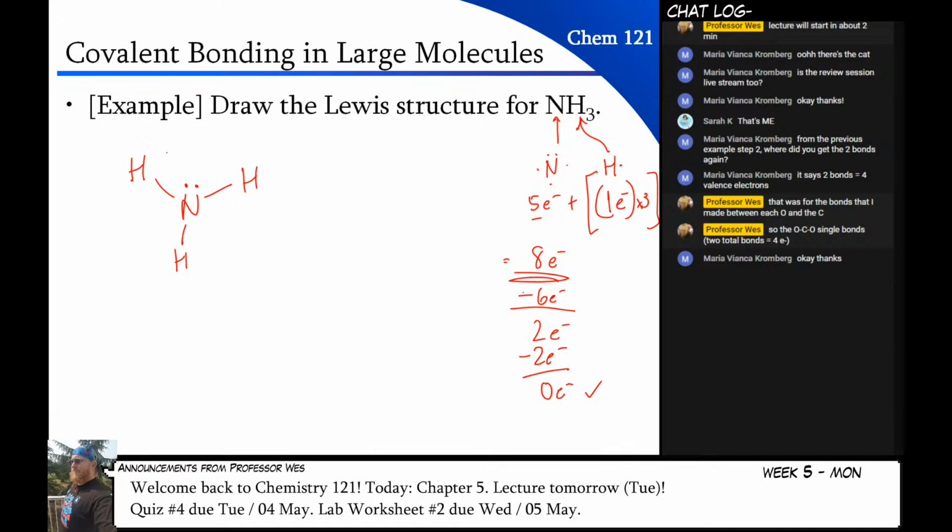Does everything have an octet except hydrogen? Does every hydrogen have a duet? So this hydrogen has 2 electrons. This hydrogen has 2. This hydrogen has 2. And then does my nitrogen have 8? Well, it's got the 2 non-bonding electrons right here, and then 3 bonds is 6 total electrons, so 6 plus 2 is 8. There's an octet around nitrogen. Everything has an octet. This is the correct structure.